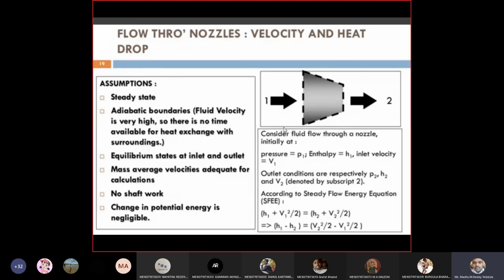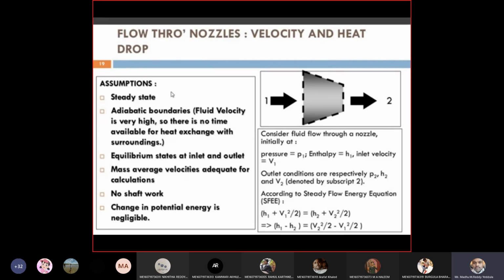Now we will see what the outlet velocity of the steam is when it is passed through the nozzle. Before that, we will first discuss the assumptions made while deriving this small derivation.